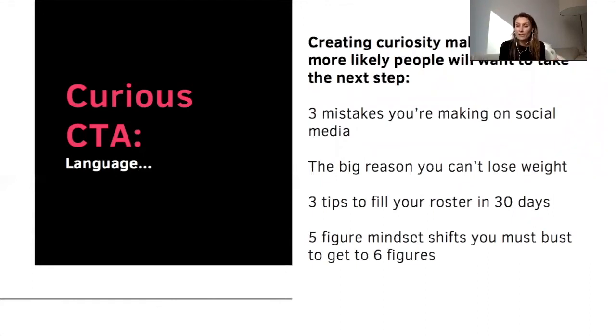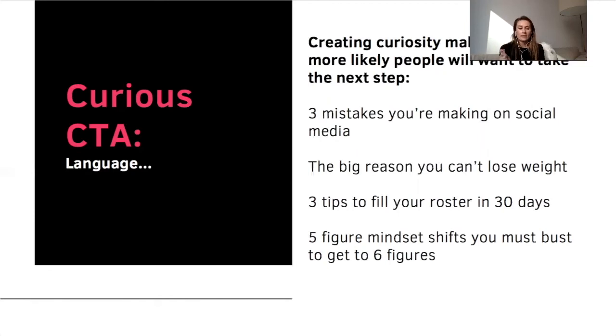3 tips to fill your roster in 30 days is actually something a client has. She has a webinar where she shares how to fill your roster in 30 days. So a great one would be 3 tips to fill your roster in 30 days, and then an arrow pointing down to the link. Because of course, everyone wants to fill their roster in 30 days. Or 5-figure mindset shifts you must bust to get to 6 figures. If I'm sitting there thinking, oh my God, I want 6 figures, that's going to be hot for me, right? I'm going to want that.